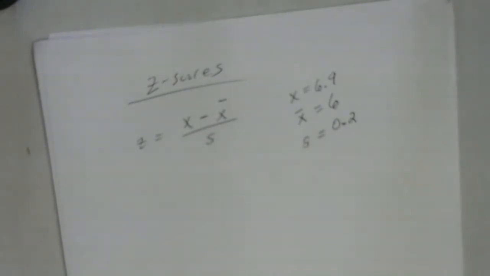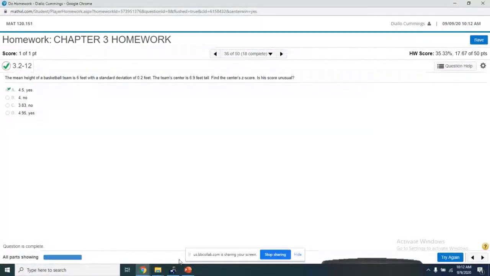All right, just for a point of clarification, if I go back to our shared screen, it says the mean height is 6 feet. So we substituted x bar for 6. The standard deviation is 0.2, so we substituted s for 0.2. And we're given that the team center is 6.9, so our x value is 6.9.